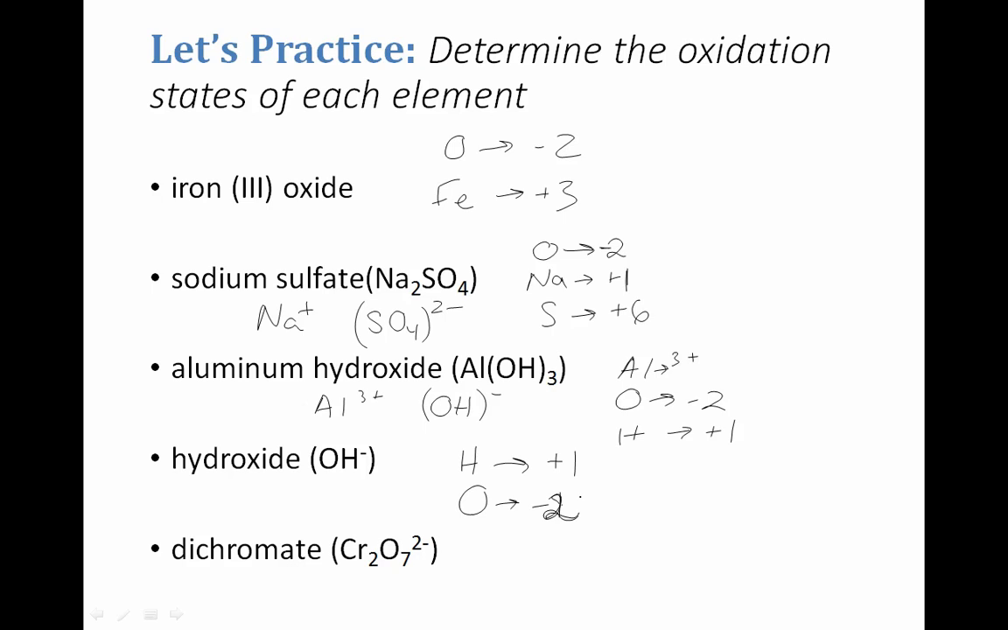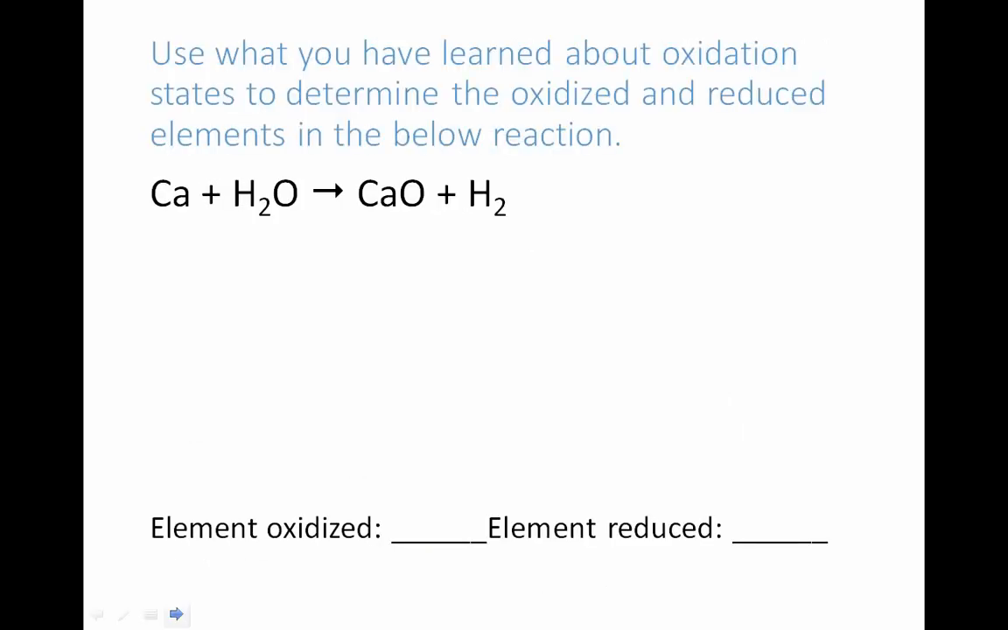Dichromate. So this one has oxygen with a negative 2. Did I just do this one? I think I might have just done this one. Oxygen, negative 2. Chromium, positive 6. I think we did a similar one, not this exact one. Okay. Let me know if you have any questions. Feel free to email me about any of these examples that you need further help with.